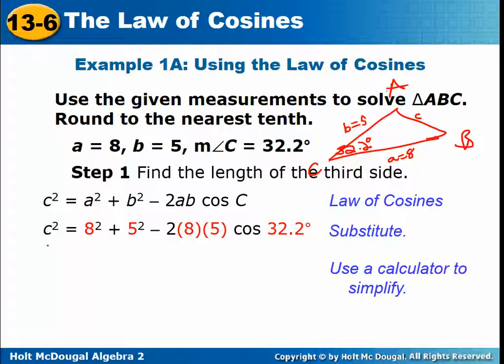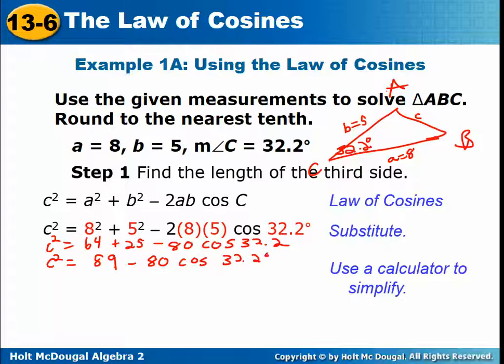So I will have c squared equals 64 plus 25 minus, simplify this as much as you can, 8 times 5 is 40, 2 times 40 would be 80, cosine of 32.2. And then I'm going to keep simplifying, so add the 64 and the 25, that's 89, minus 80 cosine of 32.2. So at this time I'd have to grab my calculator and figure out, yeah, they write the answer right there. So we'll do it in a couple more steps.